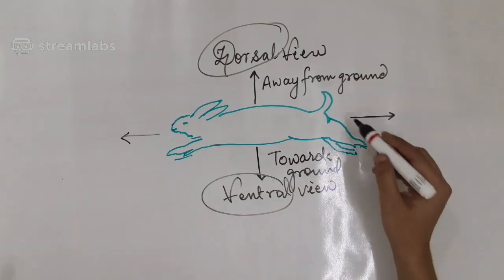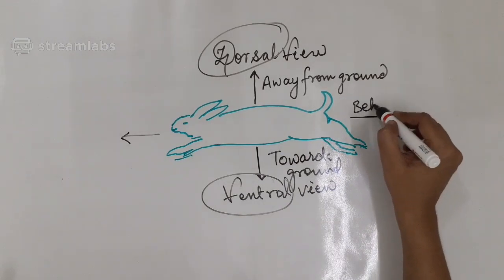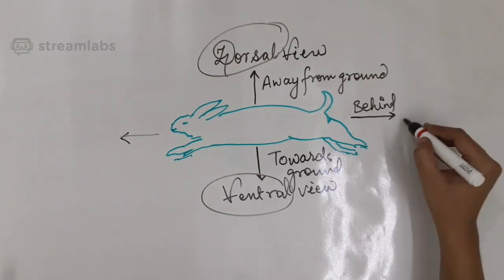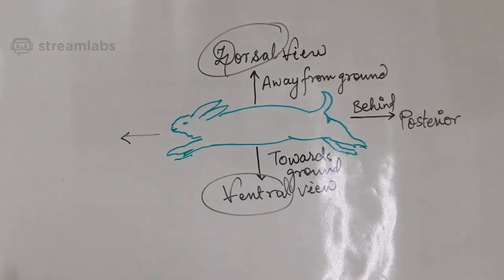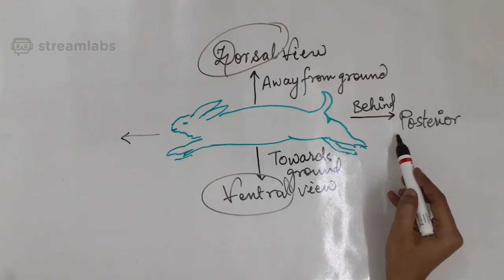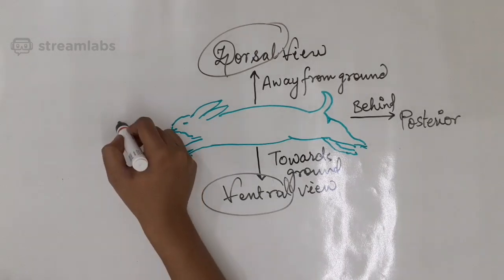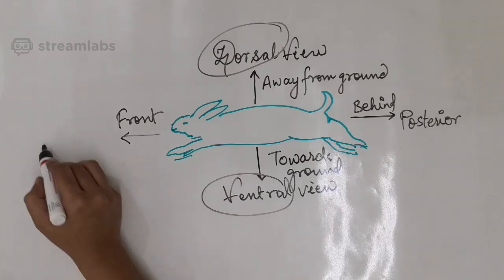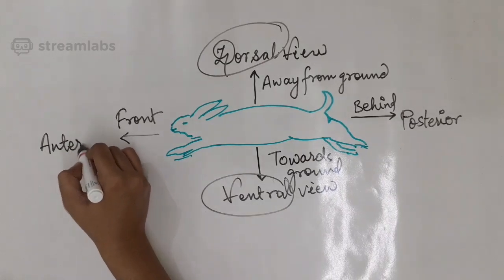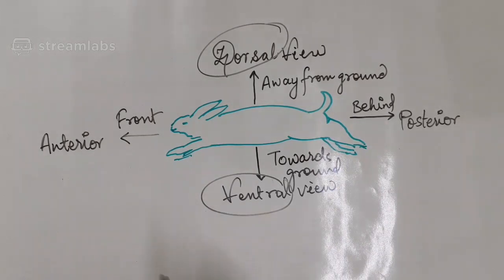And left and right side, like from the back or the behind portion, it is called posterior. Per se piche, per se posterior. And from the front, this is called anterior. Okay, that is अ से आगे, अ से anterior.